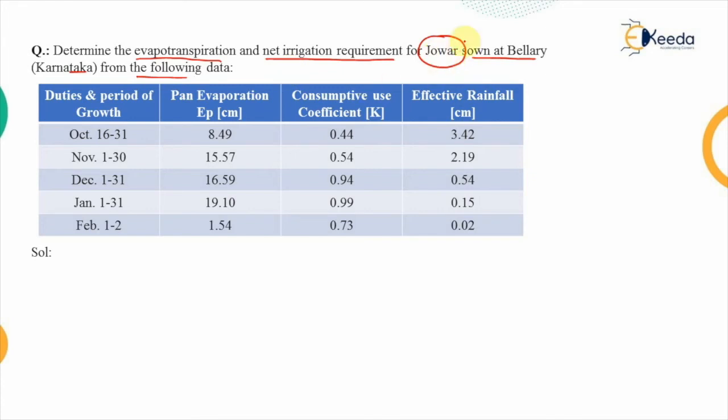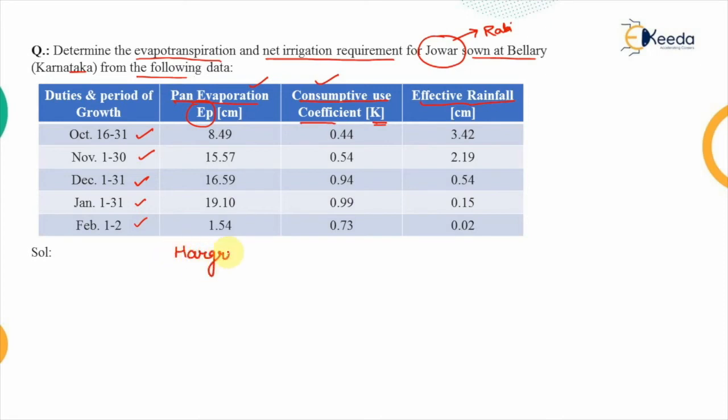Now again, you can look at this data. This jowar is a rabi crop, which is again the winter crop, and the data has been given for October, November, December, January and February, typically the winter months of India. Now if you carefully look at the data, in this case the pan evaporation has been given, represented by EP, then the consumptive use coefficient, capital K, has been given, and again the effective rainfall has been given. From these values, you can guess the method to be used for the determination of the evapotranspiration.